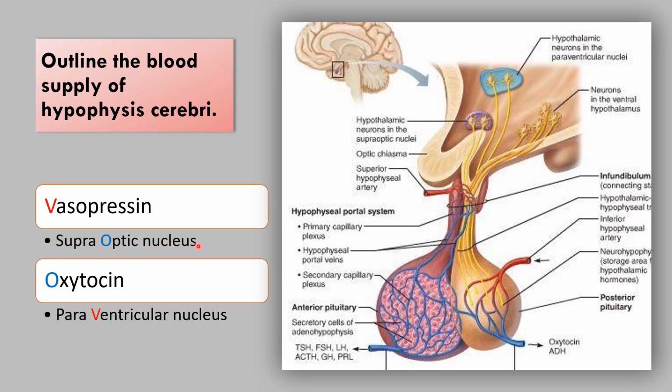The group of nuclei which is above the optic chiasma is the supraoptic nucleus. This is the one which secretes vasopressin. The group of nuclei on the side of the third ventricle, the paraventricular group of nuclei, is the one which secretes oxytocin. With these colors, we can understand that vasopressin is never secreted by V, paraventricular, and oxytocin never by O, supraoptic.